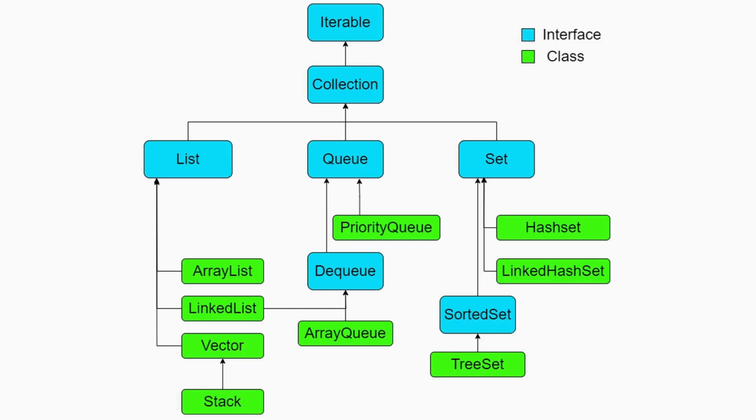Java's collection framework is a vast topic in itself, which is beyond the scope of this course, so we'll only discuss the important interfaces and implementations here. For this video, we'll discuss the List interface and its implementations. The List interface represents an ordered collection of elements that allows duplicate elements. Its implementations include ArrayList, LinkedList, Vector, and Stack. Let's look at each one of them individually.